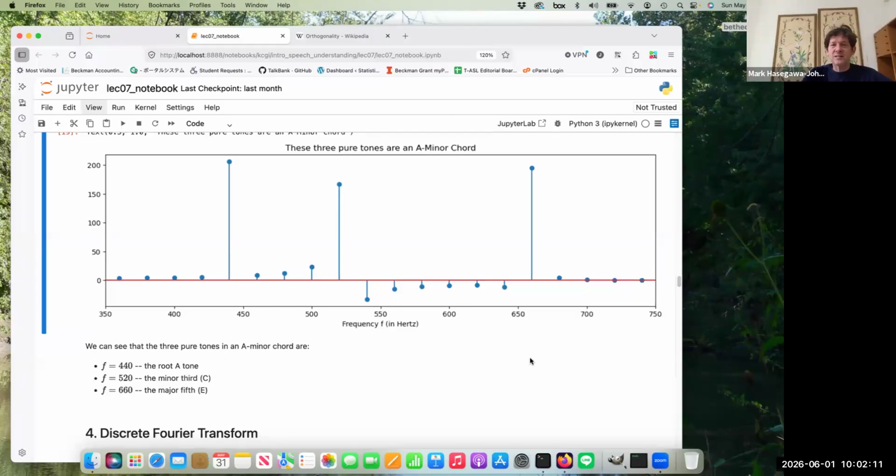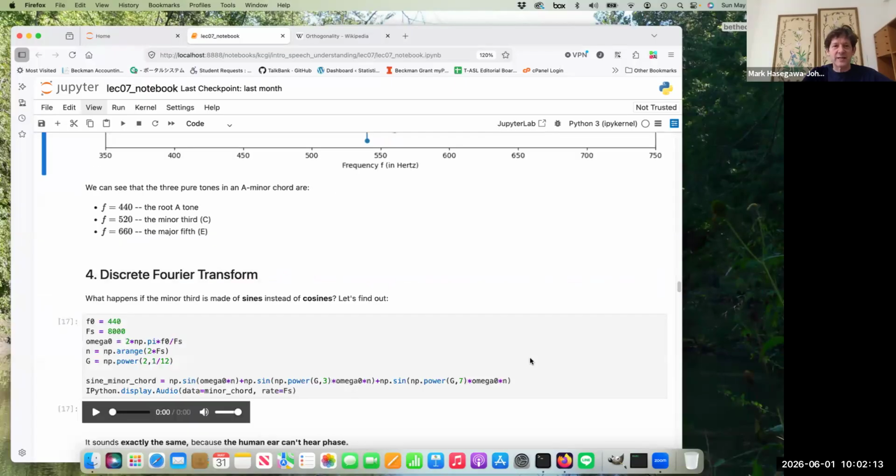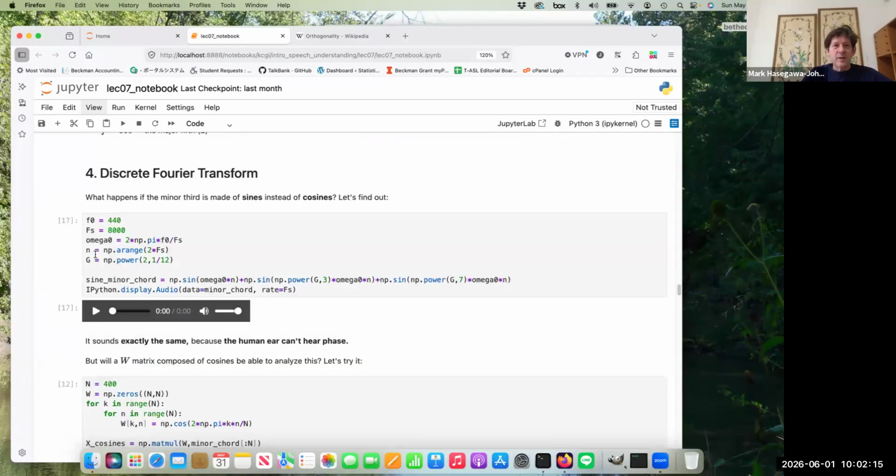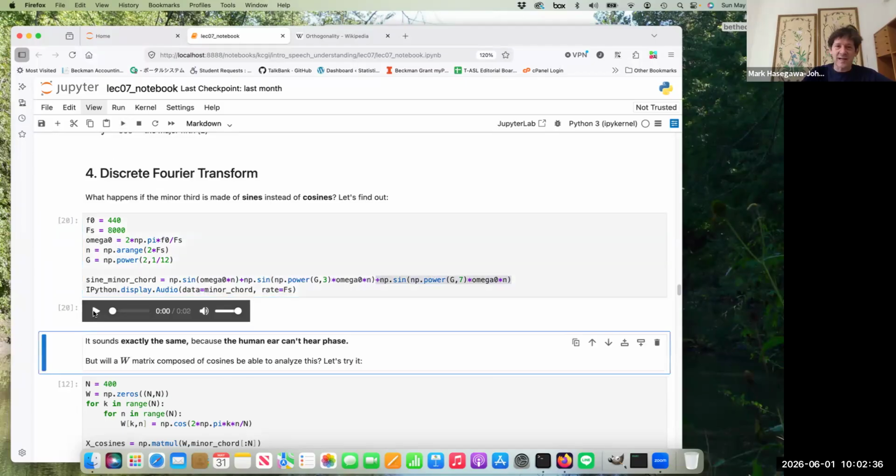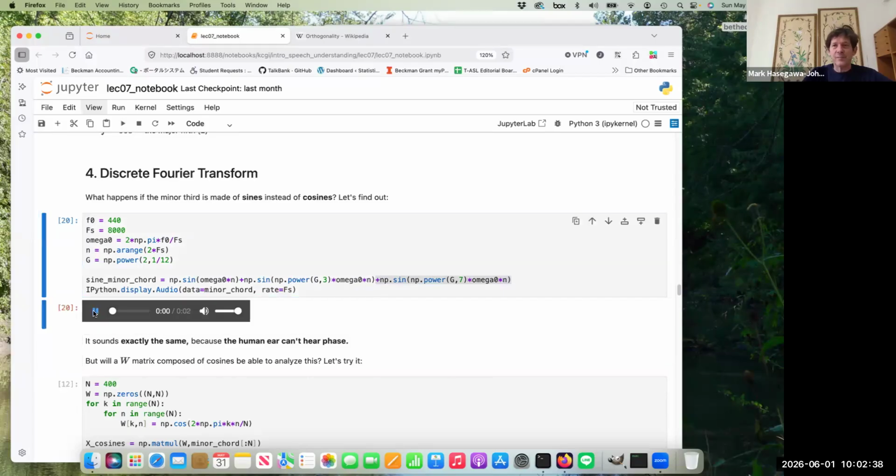That one more step is that until now, I've assumed that everything is cosines. But if everything is in sine waves, then we get something different. Remember that it doesn't sound any different. The cosine and the sine sound exactly the same to a human listener. So if I take the sine at 440 hertz and the sine at 520 hertz and the sine at 660 hertz and add them together, it will sound exactly the same. That sounds exactly like the minor chord that you heard before.